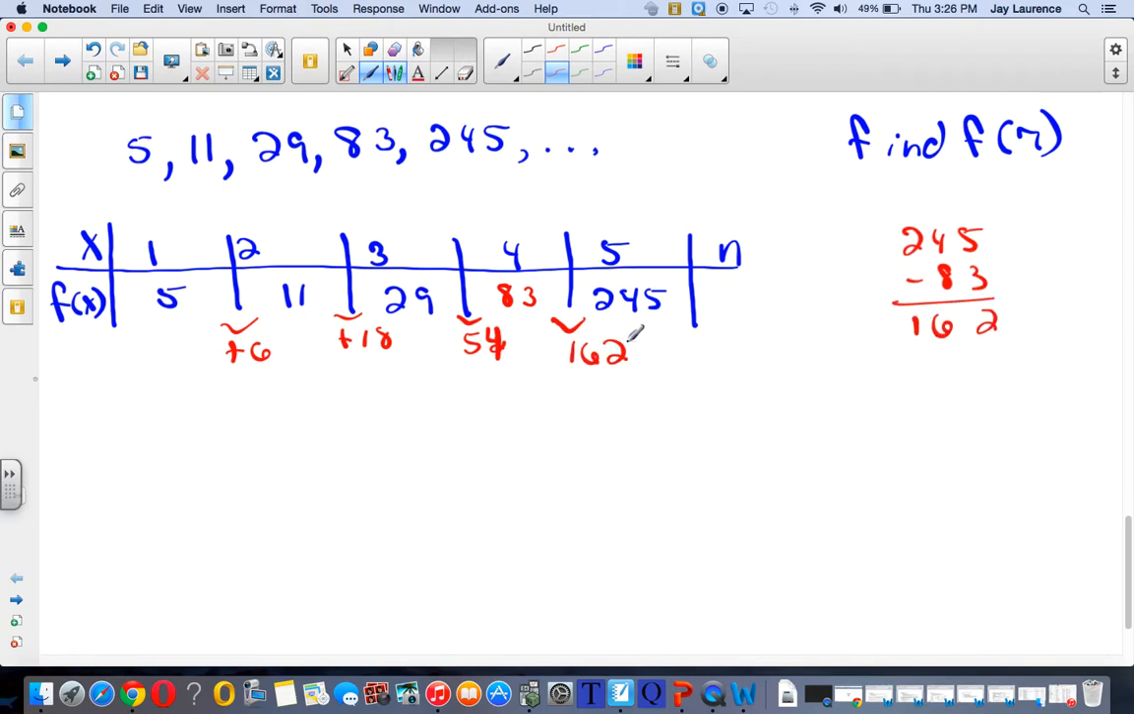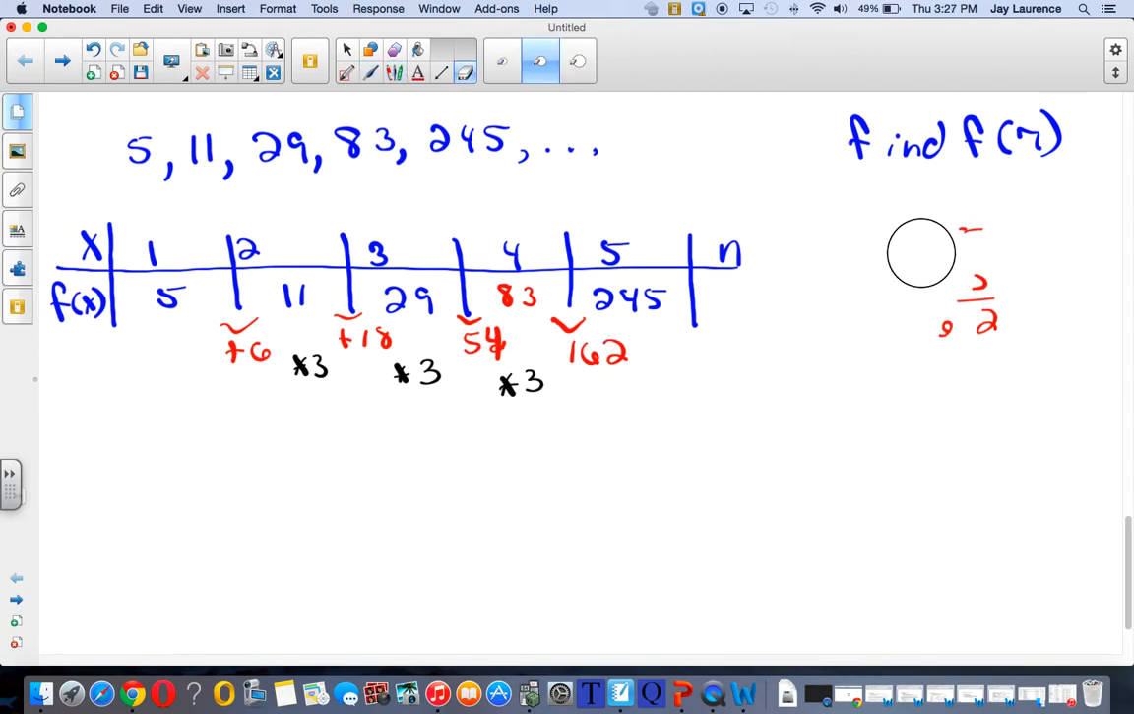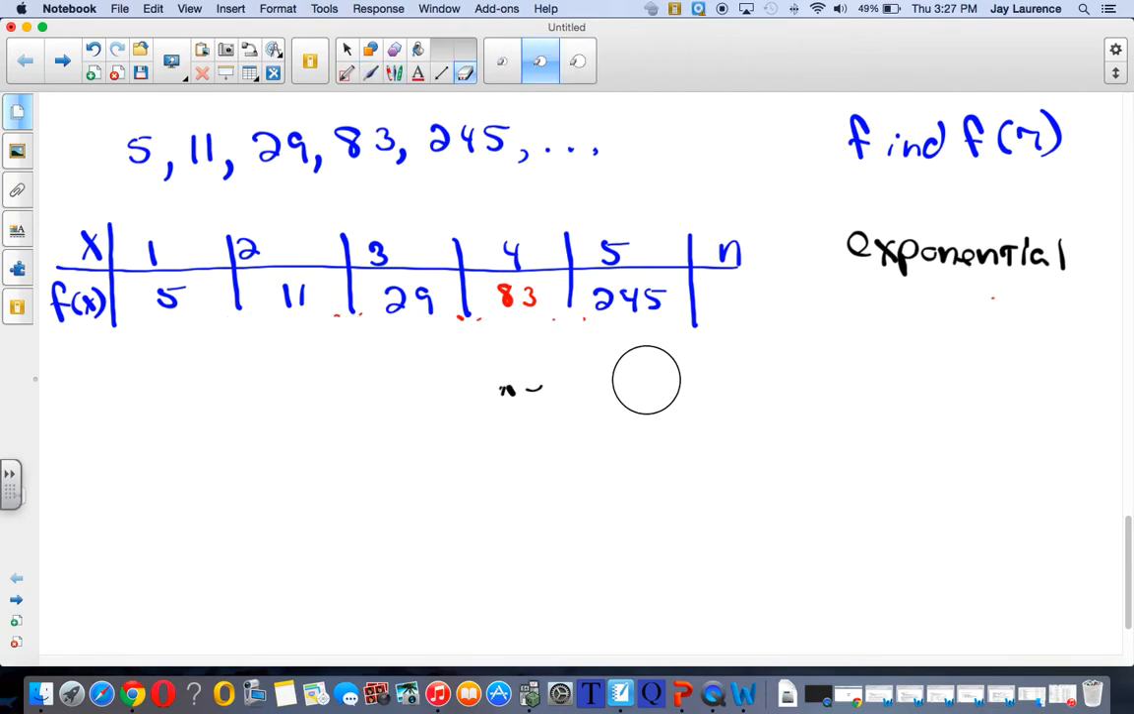Now, I don't know if you realize this, but if I multiply by 3, 6 times 3 is 18. Multiply 18 by 3, I get 54. Multiply 54 by 3, I get 162. This is an exponential function. All right, so I'm going to take that 3 and I'm going to raise it to the power of n. That's what I do in the exponential situation.